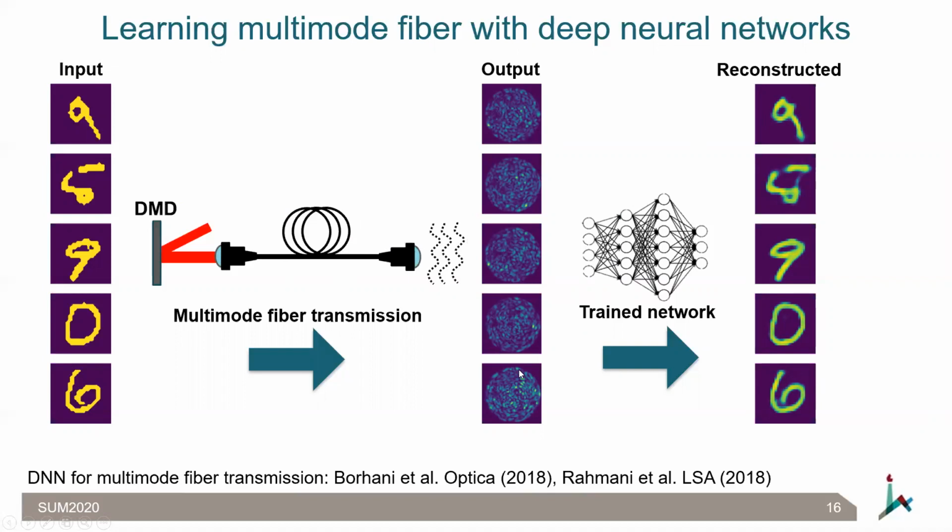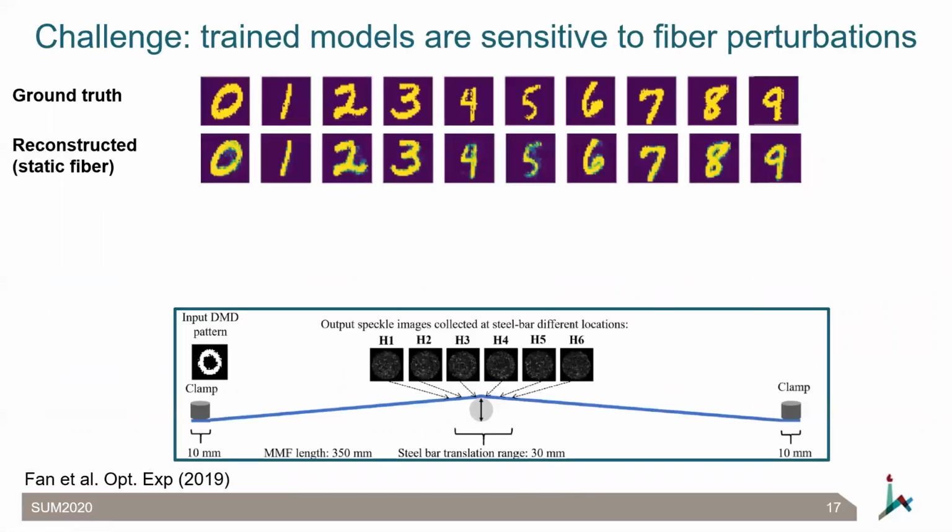The problem is that the input-output relations are very sensitive to perturbations of the fiber. So if the fiber moves a little bit, the network needs to be trained again. This problem of sensitivity was addressed in a recent work by the team from Queens College, where the network was first trained on a static fiber. So here is the ground truth, the object that was sent through the fiber, and the network was nicely able to reconstruct them. And this was for a static fiber.